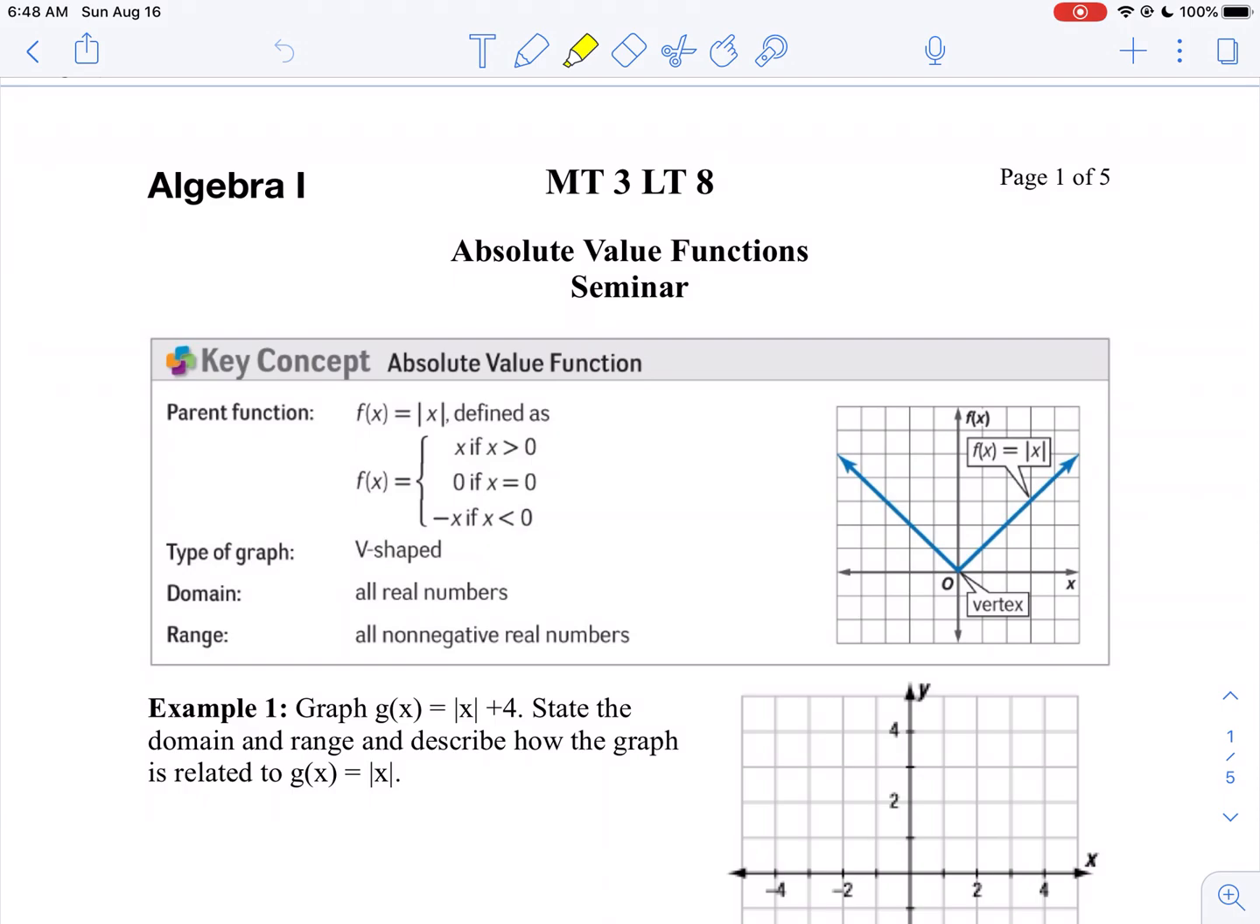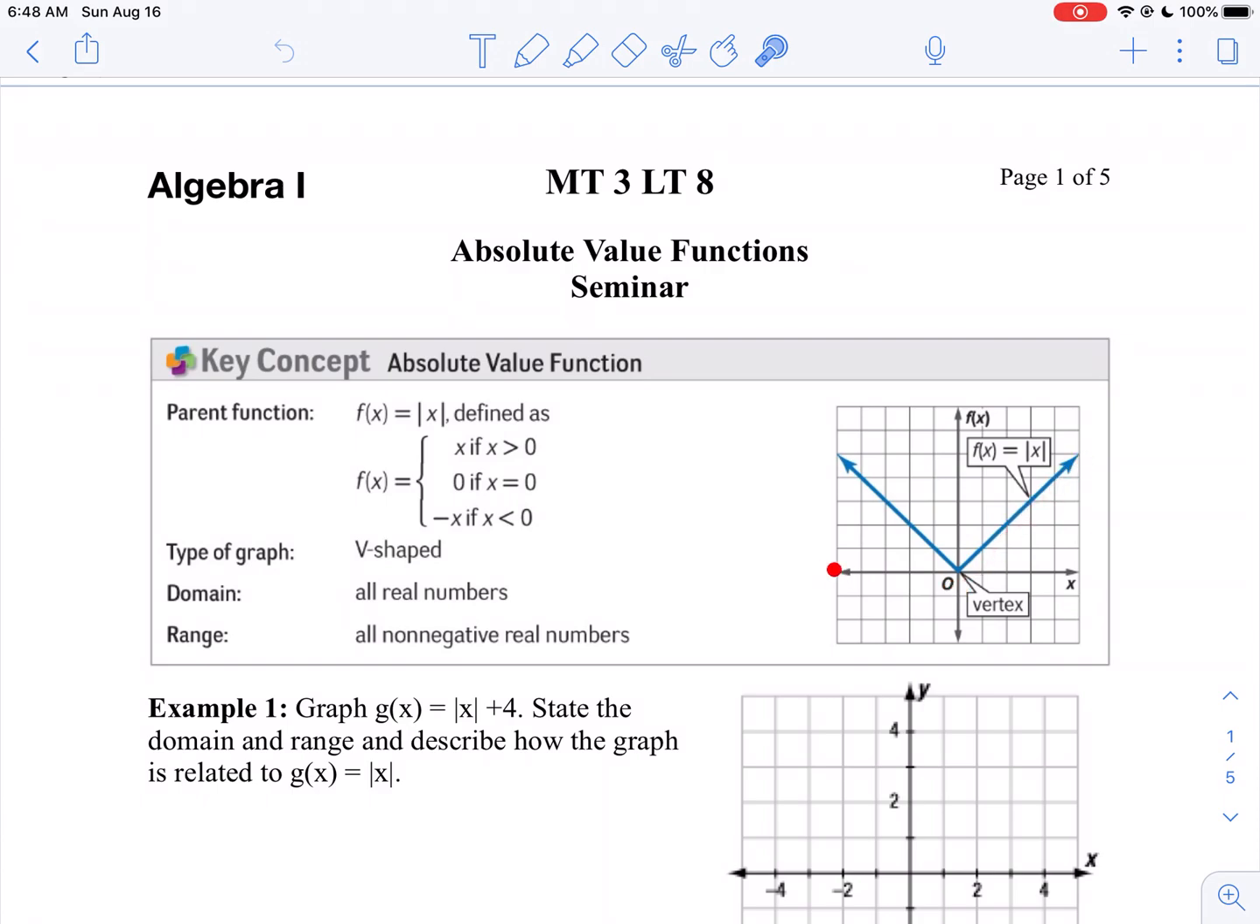An absolute value function is anything that has an absolute value term in it. When your value inside the absolute value is positive, it's going to be the same thing. When it's 0, it's going to be 0. When it's less than 0, you're going to take the opposite of it, so it'll still be positive. So you get this V-shape for an absolute value.